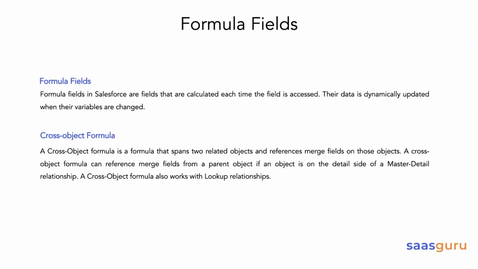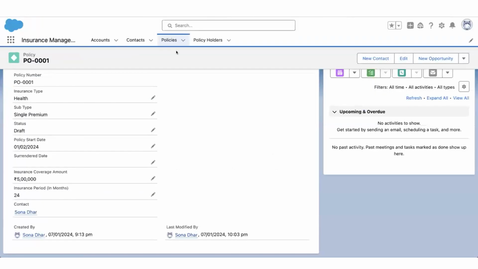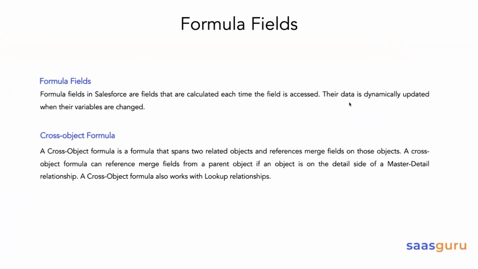Cross-object means across the object, you're defining the expression to pull the information from the related object. An example of this is, if from the contact level, you are planning to display certain values on the policy, then it's an example of a cross-object formula. Why? Because it's spanning across objects.